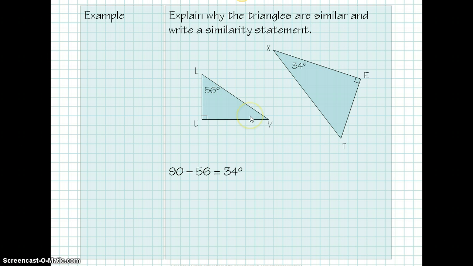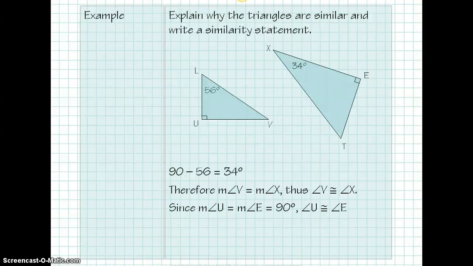So this angle here is 34, and that angle there is 34, which means that the measure of angle V is equal to the measure of angle X, and therefore angle V is congruent to angle X. So I've got my angle, and then I've got my two 90-degree angles, which are going to be congruent to each other. And so therefore this is going to be similar by angle-angle similarity.